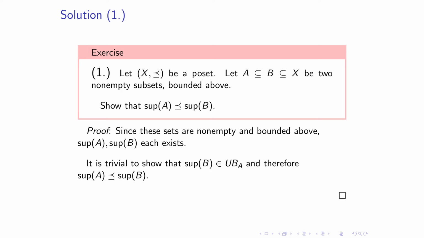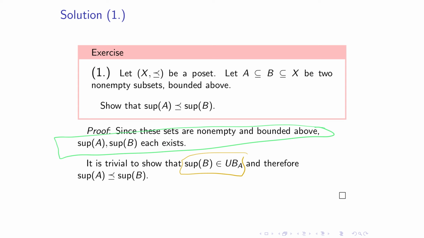And so these sets are non-empty, bounded above, and therefore each of the suprema must exist. So that's just a nice thing to make sure that you get out of the way, that technically we have to check that. But anyway, now that we know that these suprema exist, let's just show that the supremum of B is an upper bound on the set A, right?